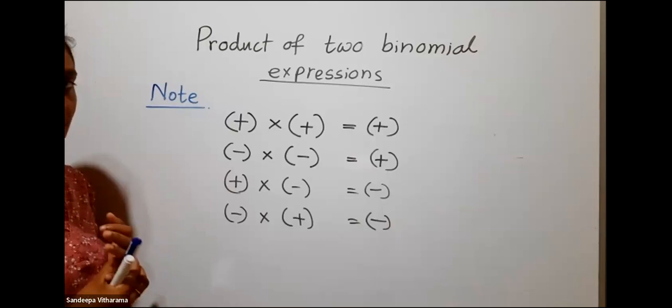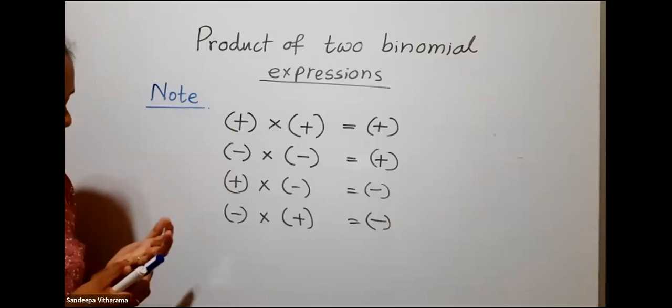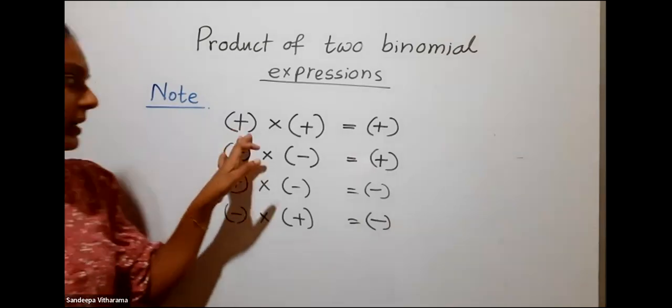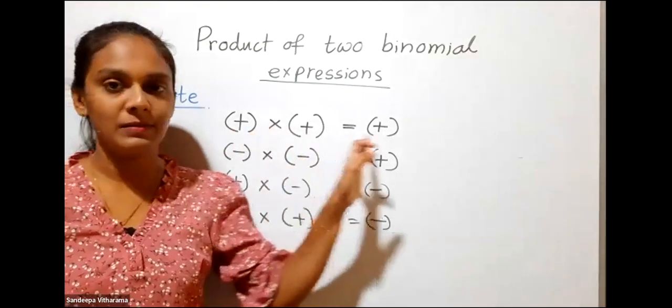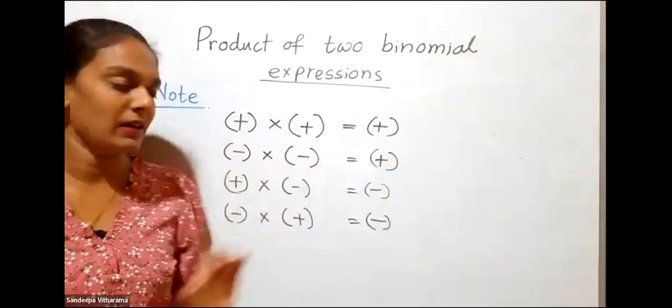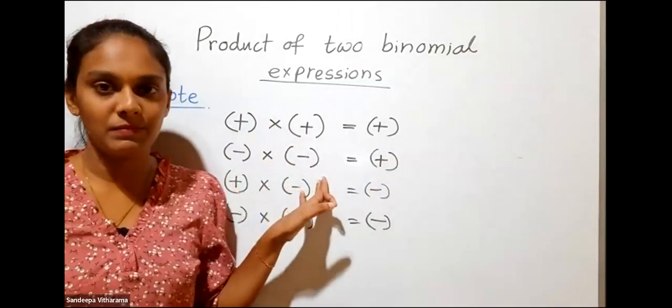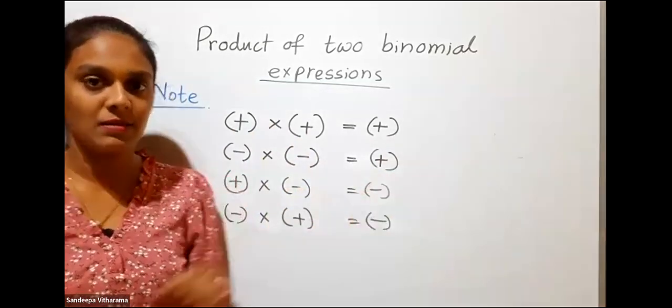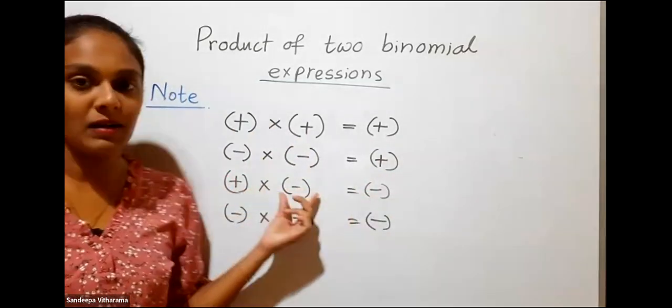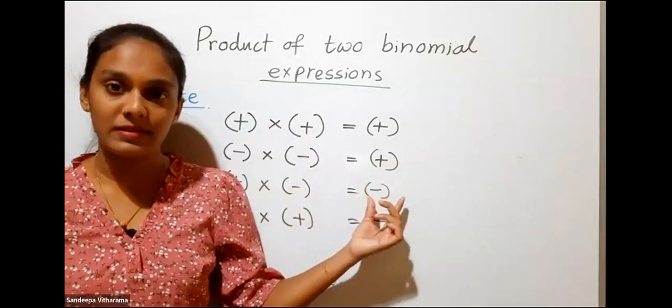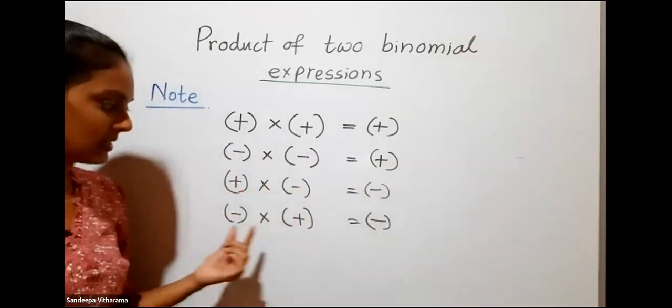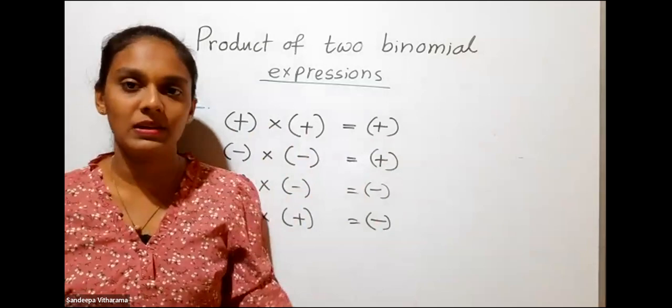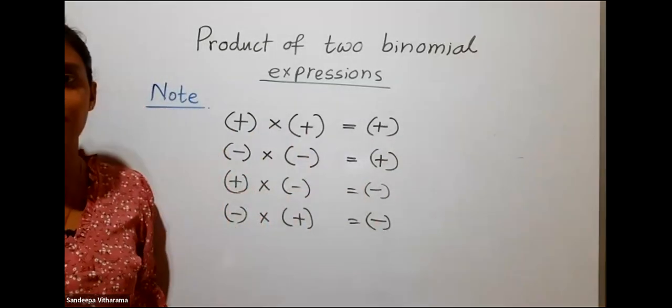In the directed numbers lesson in grade 8, you should have done this one. Plus value multiplied by plus value, answer is plus. Minus value multiplied by minus value, answer is plus. Plus value multiplied by minus value, answer is minus. And minus value multiplied by plus value, answer is minus. Okay.